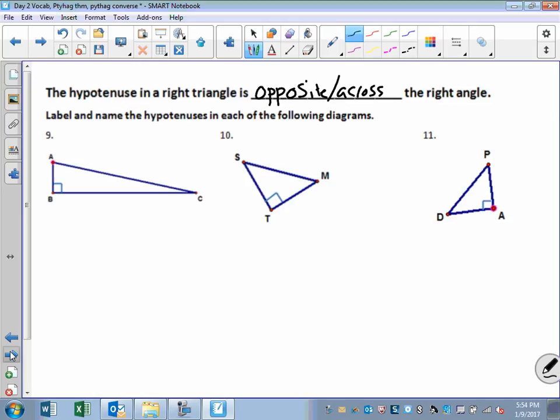So it says label and name the hypotenuses in each of the following diagrams. So we have right angle, opposite across is our H. So AC is our hypotenuse. And it's as easy as that. So do 10 and 11 on your own. Should only take you a minute.